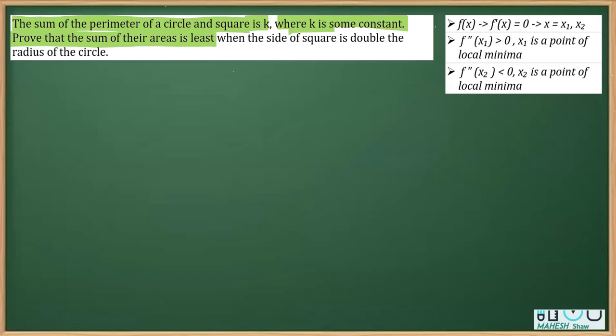That means we need to minimize and prove that the area is least when the side of the square is double the radius. So this is what we need to prove here.